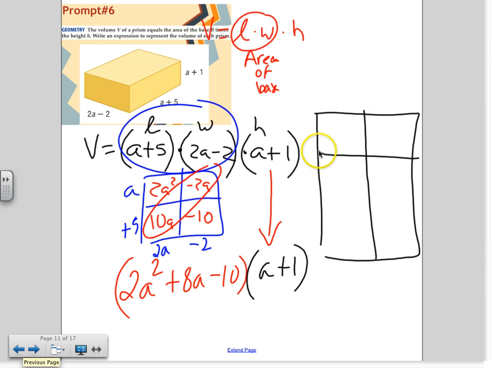Just to demonstrate, you can actually do it vertically if you want to. Fine. 3 by 2. What would you write here on the top? A and one. Okay, and on the side? 2a squared, 8a, and negative 10. There it is. See that? All right, you do the rest. Go ahead.